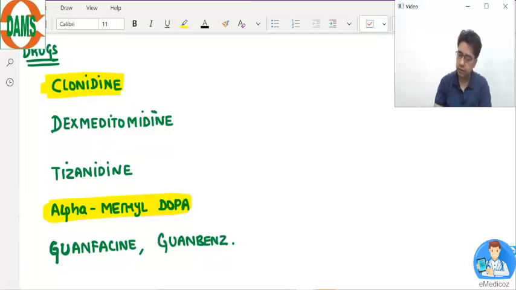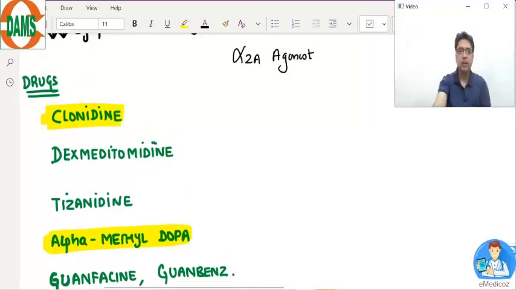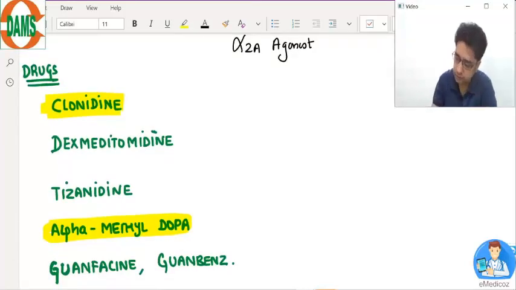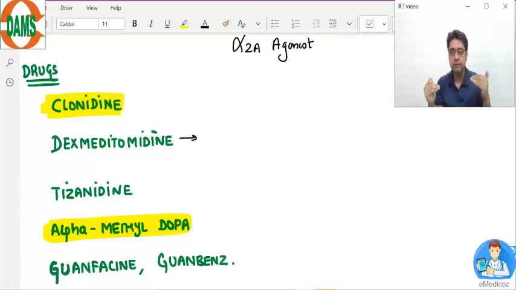So first question comes, what is the action of all these drugs? All these drugs are alpha 2A agonists. We know this part. First, dexmedetomidine. Can we say when you reduce sympathetic discharge in the body, you will feel sedated or sleepy? So this dexmedetomidine is a sedative drug.